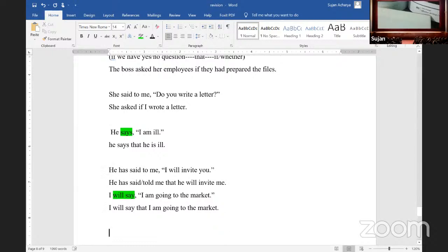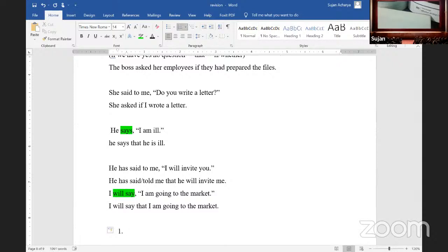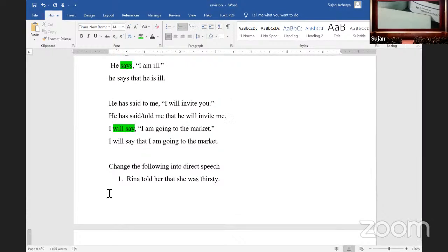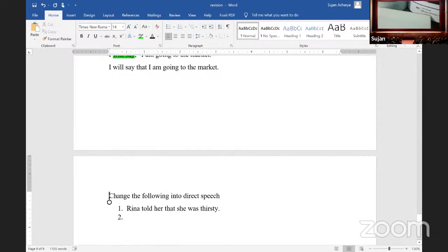Now I will copy these sentences and do these sentences as your assignment. Change the following into direct speech. Change this into direct, not indirect, but into direct. Number 1: Rina told her that she was thirsty. Number 2: Gita told me that I had not done my work.